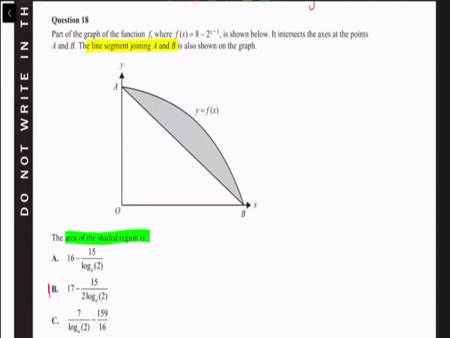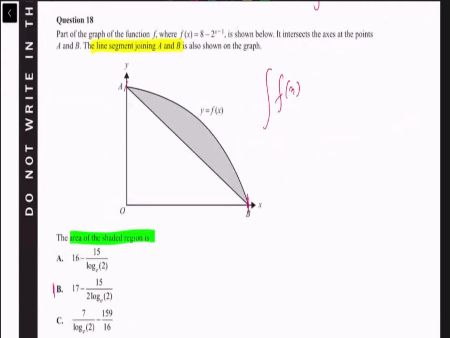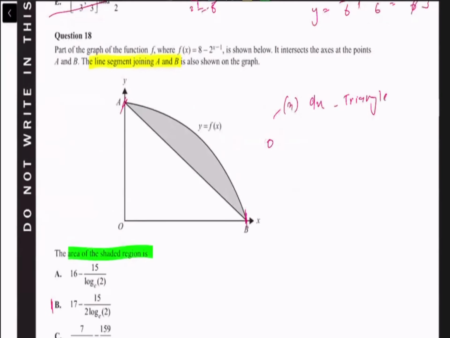So the area of the shaded region is just the area of f(x) from point B to point A. So we can safely assume point A is 0, minus this triangle. So the first thing they have to do is find what point B is. So to find what point B is, just let f dash x equals 0 because that's the x-intercept.